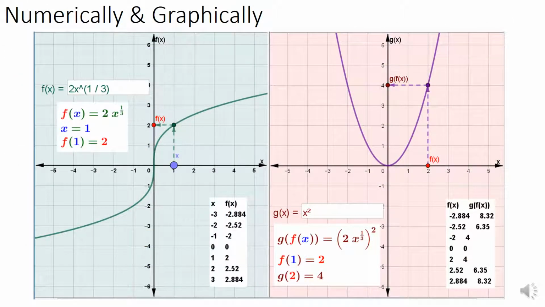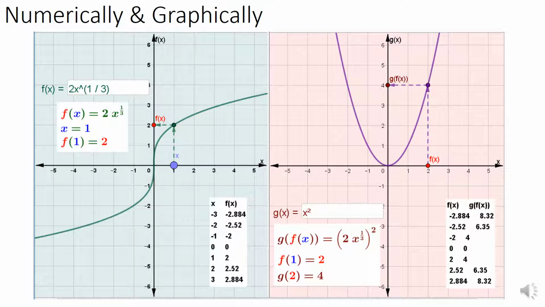Okay, here what we have is two graphs. We have a graph of f on the left in green and a graph of g on the right in pink. f has a definition of 2 times x to the 1/3 power. And what we're looking at on the f graph is when x is equal to 1, which you can see on the x-axis as that big blue dot, the corresponding y value is 2. So if you go to f of x equals 2 times x to the 1/3, replace x with 1, you get f of 1 equals 2 times 1 to the 1/3, or f of 1 equals 2.